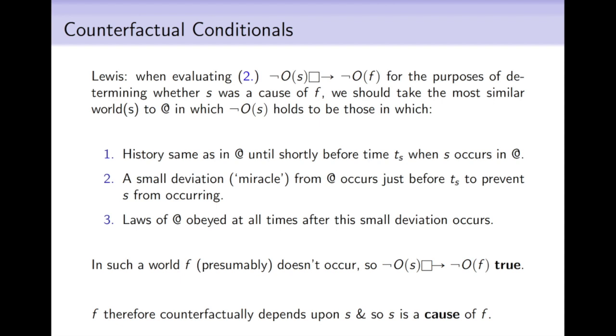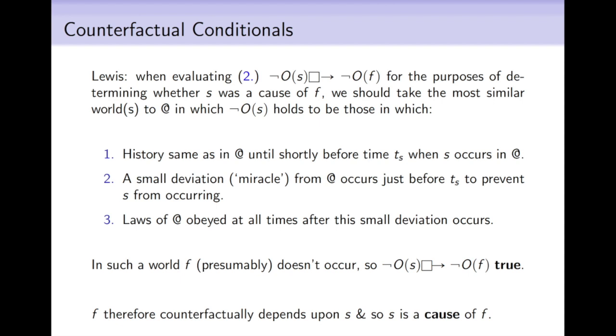Moreover, according to Lewis, these most similar worlds to ours in which a short circuit doesn't occur are going to be ones in which not only is history the same until just before noon yesterday, but also, apart from this little deviation that allows the short circuit not to occur, basically the laws of nature are obeyed, the same laws as hold in our world. So in particular, the same laws are going to prevail for all times after noon yesterday. Laws that ensure, for instance, that fires don't just spontaneously happen out of nothing.